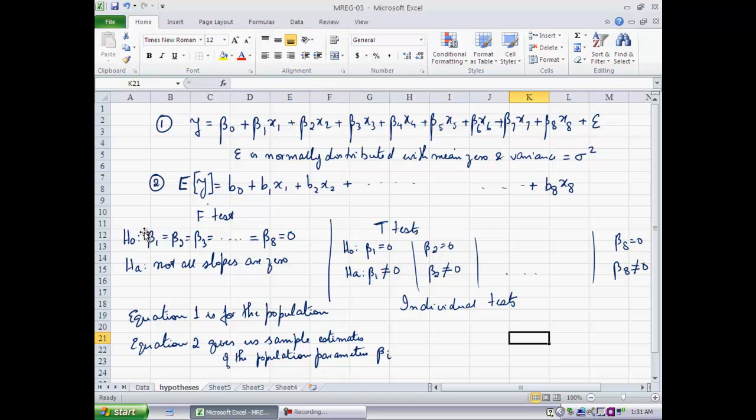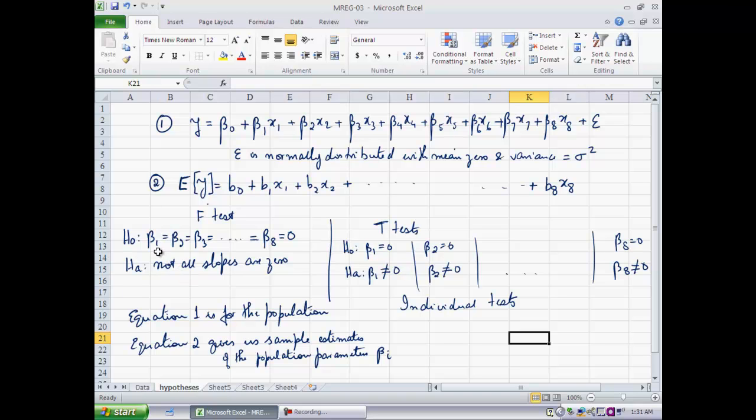So the hypothesis test that we're doing over here, the null hypothesis, is beta 1 equals beta 2 equals beta 3 equals ... beta 8 equals 0. That essentially is saying that collectively, all of the slopes are 0. Hence, this collection of 8 independent variables tells us absolutely nothing about the dependent variable. That's the null hypothesis. And the alternate hypothesis is not all slopes are 0. Note that we're not saying that each slope is different from the other. We're saying at least one is different.